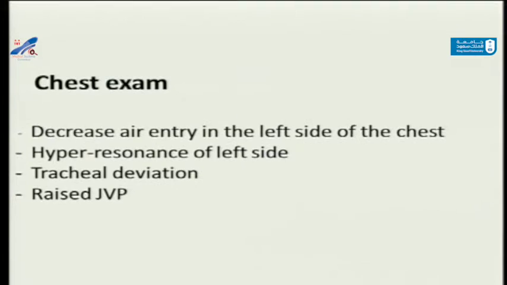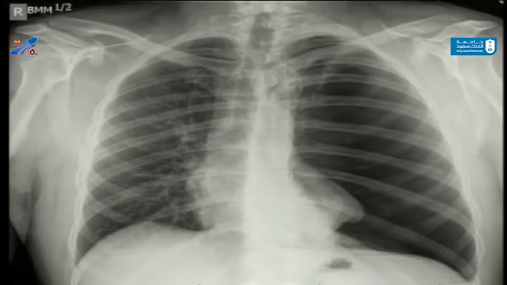This is your exam finding. Decreased air entry on the left side, hyperresonance on the left side, tracheal deviation, there is raised JVP. What do you do next? Chest X-ray? Why not chest X-ray? So it's a clinical diagnosis. Don't be this guy, huh? Don't order the X-ray. So what do you do?